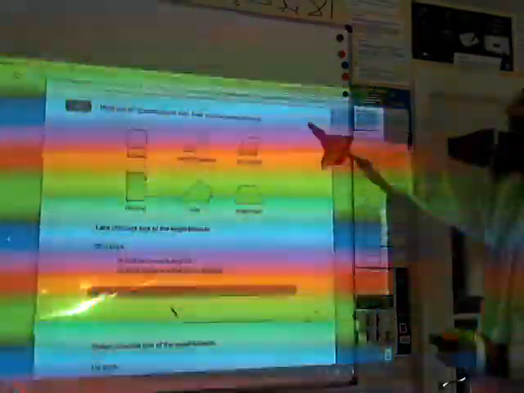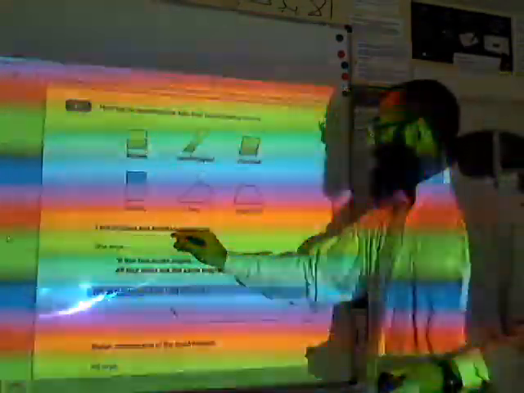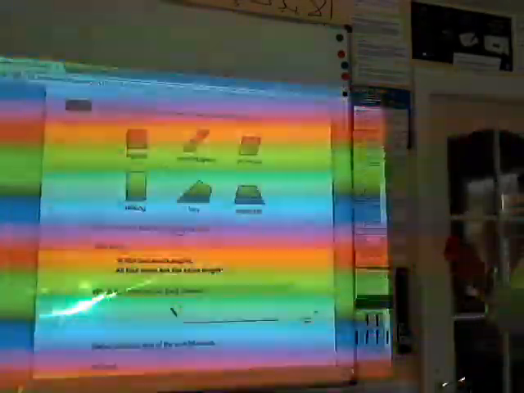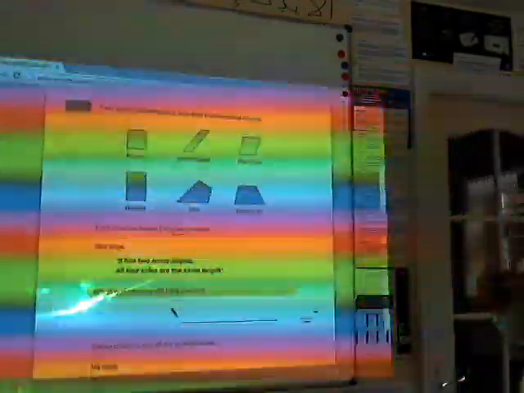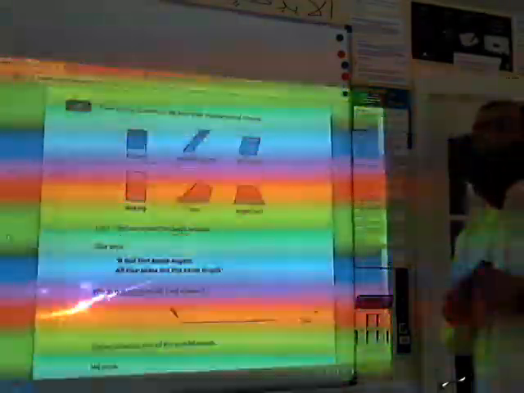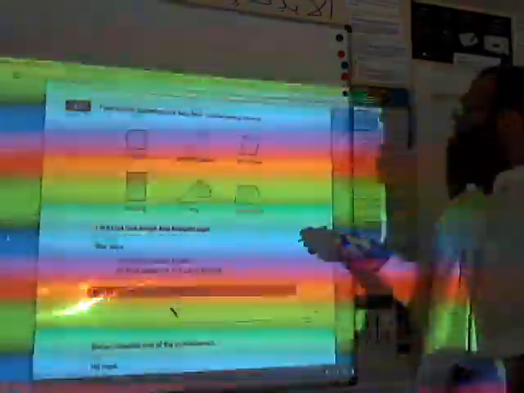Here are six quadrilaterals with their mathematical names. Laura chooses one of the quadrilaterals. Ruqayya, what does quadrilateral mean, what kind of shape? A four-sided shape, any four-sided shape. It has two acute angles. What is an acute angle, Adam? What's the definition of an acute angle? Smaller than 90. Good. An acute angle is less than 90. So we're looking for a shape that has two acute angles.